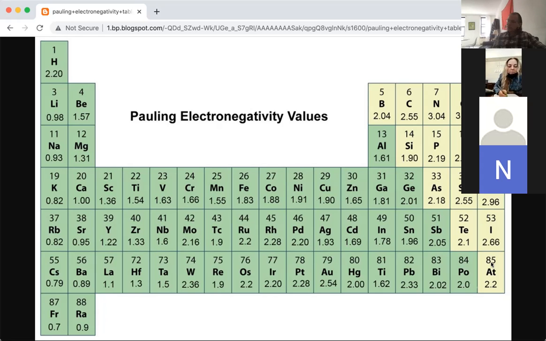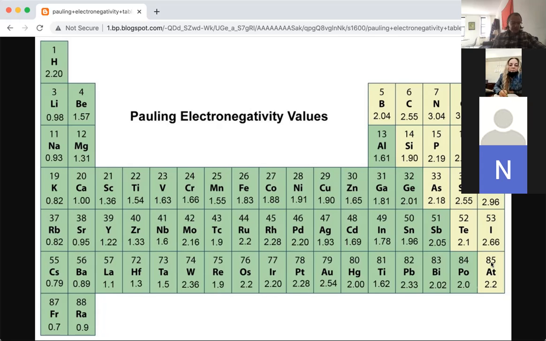So fluorine, 3.98, is highest in that row. It's highest in that period. Lithium, 0.98, is the lowest. The more metallic it is, the lower the electronegativity. The more non-metallic it is, the higher the electronegativity is. Fluorine is actually the highest value in that entire table, 3.98. It's very close to 4. And if you compare it to the other elements, francium is the smallest, all the way down on the far left at the bottom, 0.7. Fluorine is the highest value, really by far.